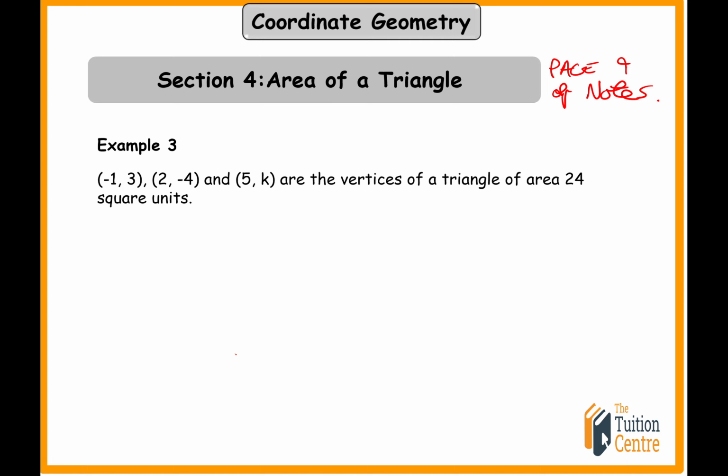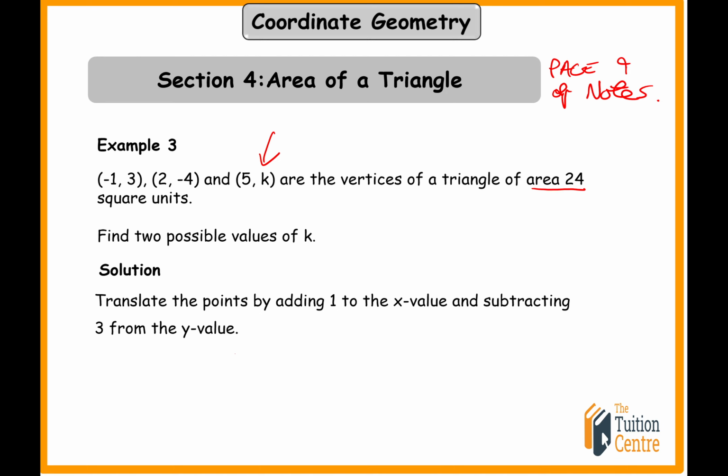So obviously the difference here being that you're given the area of the triangle, but we're missing one of the coordinates of the third point. Find 2 possible values for k. So the solution: what we always have to do for the area of the triangle, we must move one of the vertices to (0, 0).